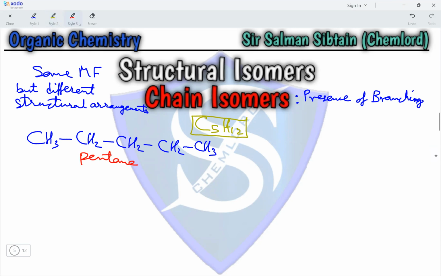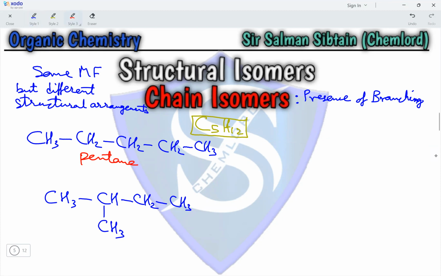Now, if we take out one of the CH2 groups and convert it into a substituent group on the remaining chain, the remaining chain will contain 4 carbon atoms, so that would be CH3, CH, CH2, and CH3. The reason the second carbon atom was written as CH was because one of the hydrogens will be replaced by the CH2 group. The hydrogen removed will be added to CH2 to convert it into CH3. And in this way, we have the introduction of a branch in our 5 carbon chain alkane.